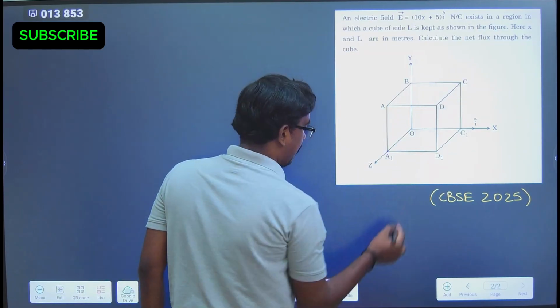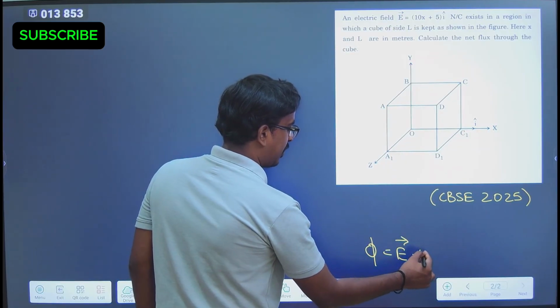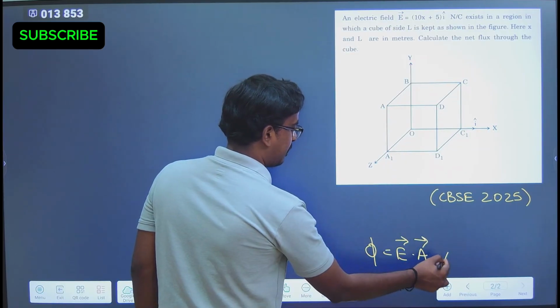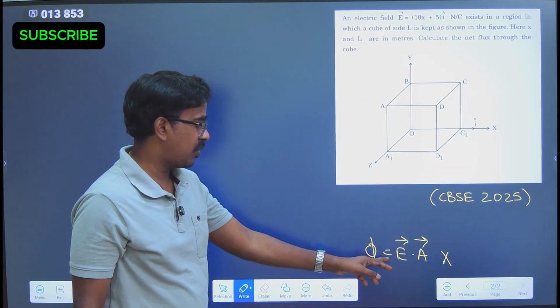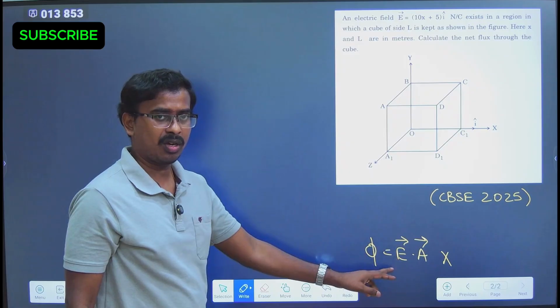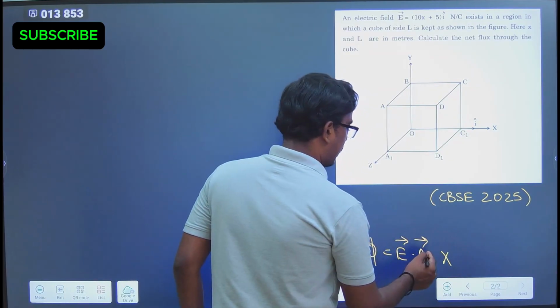They have been asking for flux. To get the flux, I cannot use the formula E vector dot A vector. Why? Because it's a non-uniform field. Only for a uniform field, that is a constant field, can I use this. First point you should be clear with this, right?